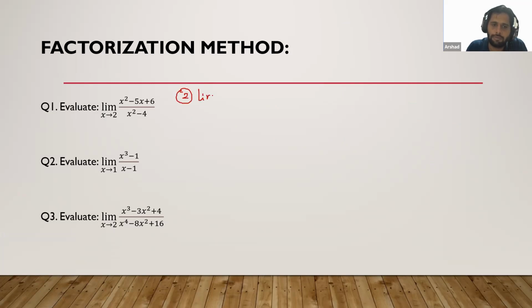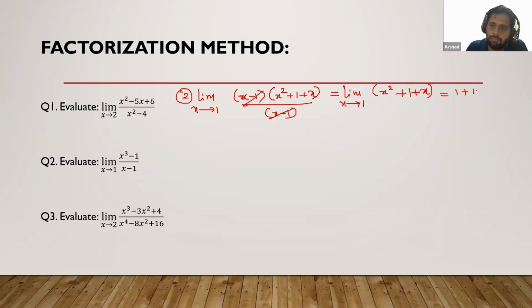So limit x tends to 1. Please put the formula a cube minus b cube. So you will get x minus 1 into x square plus 1 plus x, by x minus 1. Now cancel out this. So you will get limit x tends to 1 of x square plus 1 plus x. Now put the limit. So what will you get? 1 plus 1 plus 1. So the final answer is 3.